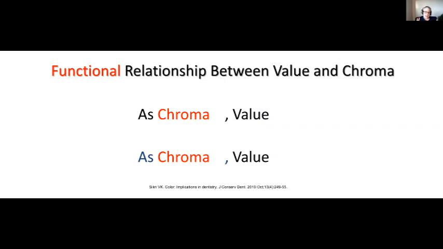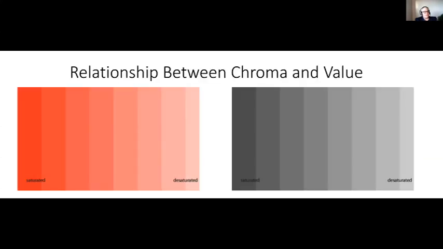But let me show you what I like to call a functional relationship. This is not absolutely true; I say it's about 98% accurate. But in dentistry, I think it's absolutely correct. That is the functional relationship between value and chroma. As the chroma increases, your value will decrease. In other words, as your saturation increases, it gets darker. Conversely, as your chroma decreases, your value will start to increase.